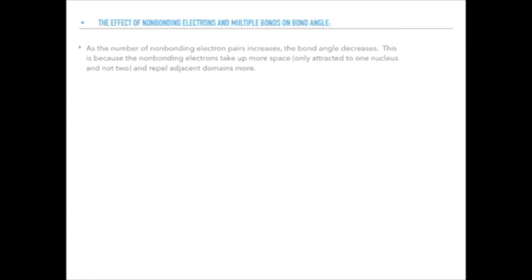This is because the non-bonding electrons, they take up more space, and they take up more space because they're only going to be attracted to the nucleus of one atom, while instead bonding electrons are attracted to the nuclei of the 2 atoms that are sharing them. And so non-bonding electrons take up more space, and as a result, they're going to repel any adjacent domains or any adjacent atoms more than bonding electrons would.